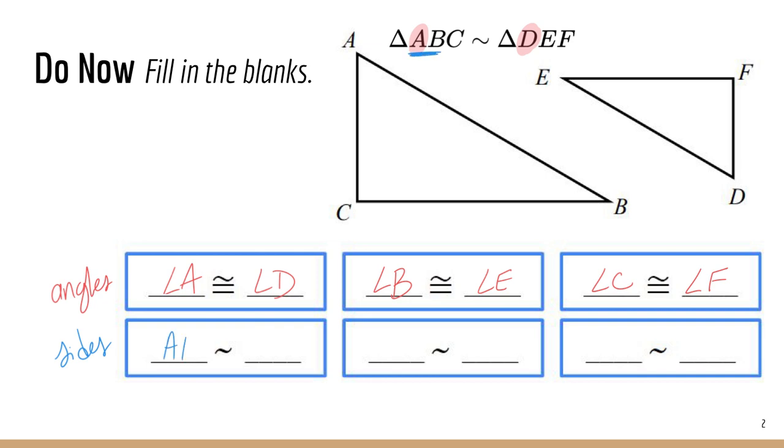So side AB is similar to the first two letters, which would be DE. Side BC is similar to side EF, and side AC is similar to side DF.